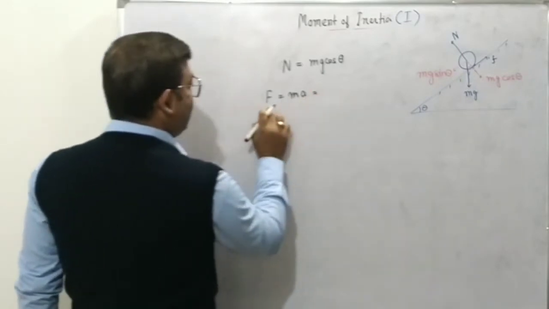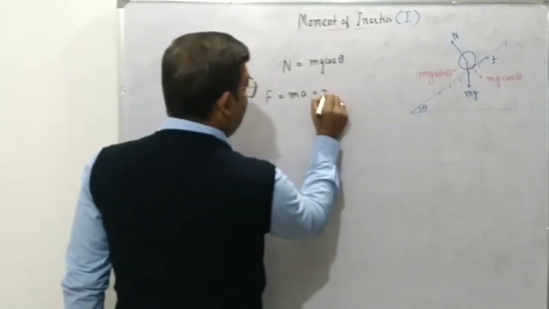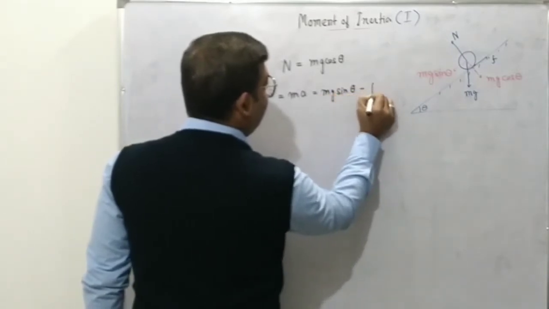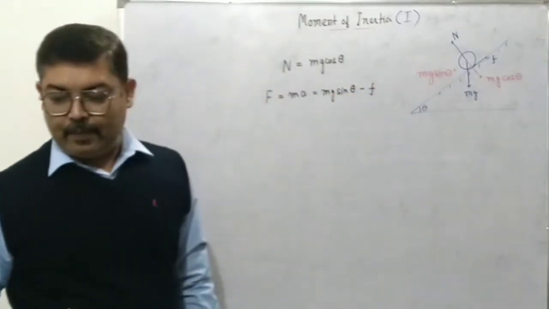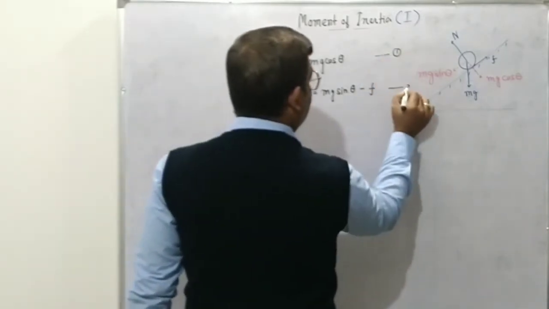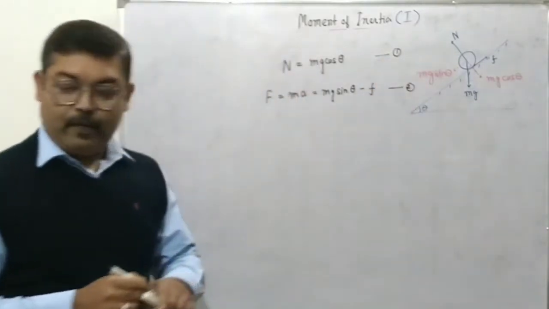And what is the net unbalanced force F? It is simply the downward force mg sin theta minus the force of friction, as we discussed in the previous chapter of laws of motion. So number one and number two, these are our first two equations.